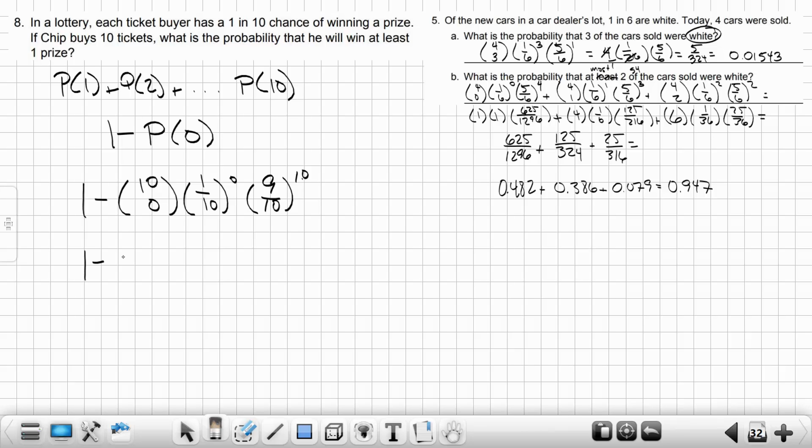Where's the exponent of y over x? I don't want to do 9 to the 10th and 10 to the 10th. What does this end up being? 1 minus 0.00. What is it? No, that's 9 times 9 times 9 times 9. No, 9 over 10. Oh, 9/10. So that's 0.9. That's 0.1 to the 10th.